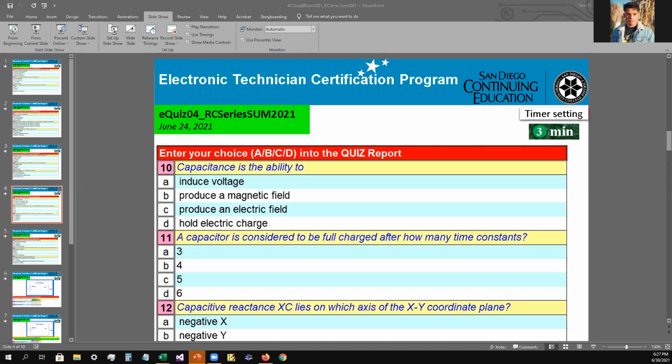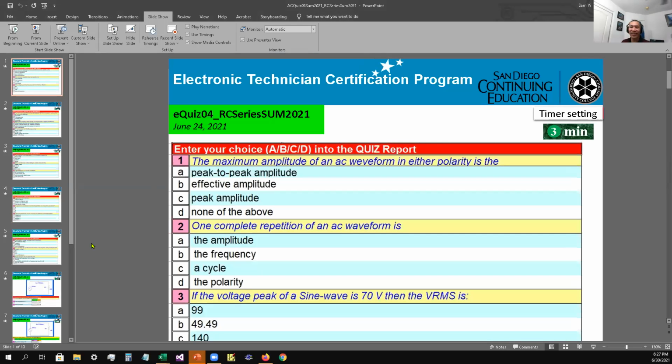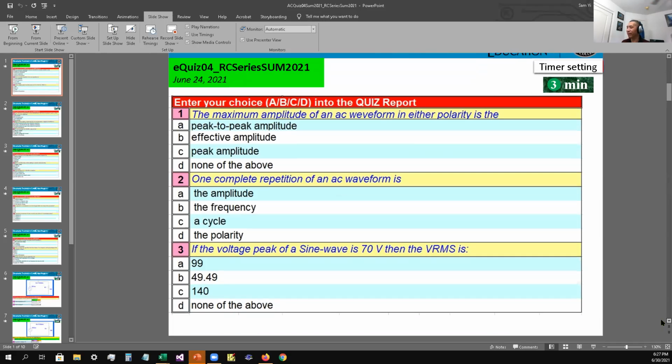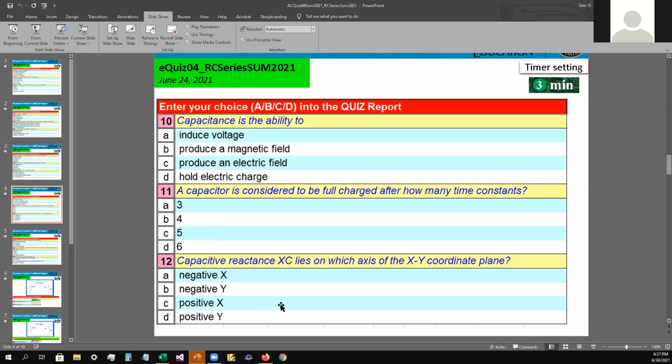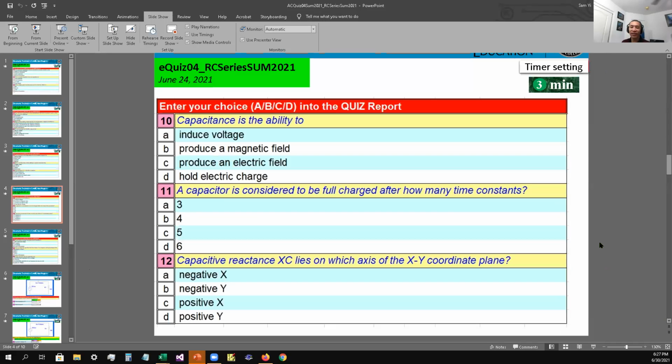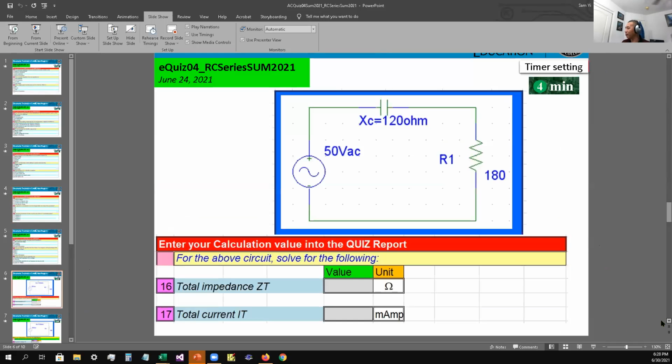Sam, could you go to the first slide, the first questions, please? So that's the first question there. Okay, thank you. Got it. You're welcome. Do you have a question, Michael? Yeah, question 12, I didn't see the bottom two choices. Can you show that again? Okay, thank you very much. You're welcome. 17 again. Okay, the request for number 17.